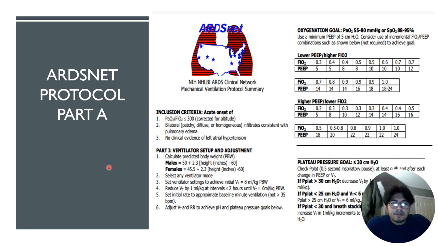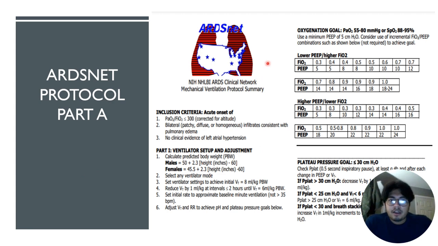Set ventilator settings to achieve initial tidal volume, which is equal to 8 milliliters per kilogram of predicted body weight. You'd want to reduce the tidal volume by 1 milliliter per kilogram at intervals of less than or equal to 2 hours until tidal volume equals 6 milliliters per kilogram of predicted body weight, and set the initial rate to approximately baseline minute ventilation, which is not greater than 35 breaths per minute. Adjust the tidal volume and respiratory rate to achieve your desired pH and plateau pressures with the goals below.